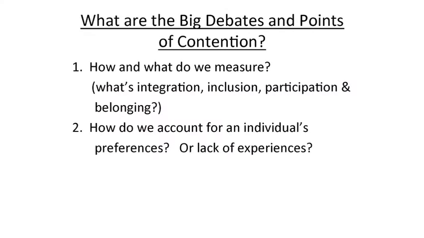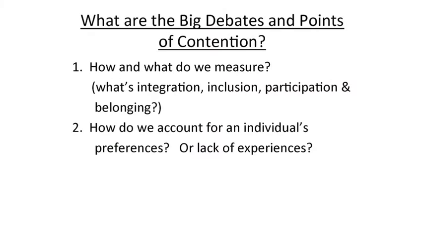So the second thing is, how do we account for an individual's preferences? I know some of you are much more loners than other people, and you like it that way. You don't want a lot of friends or community participation. How do we account for a person's preferences? But also, how do we account for their lack of experiences? If someone's in the sheltered workshop and says, I'm comfortable here with my other friends with disabilities, I don't want more community friends, what about their lack of experiences in that whole phenomenon of what it is they express as their preferences?